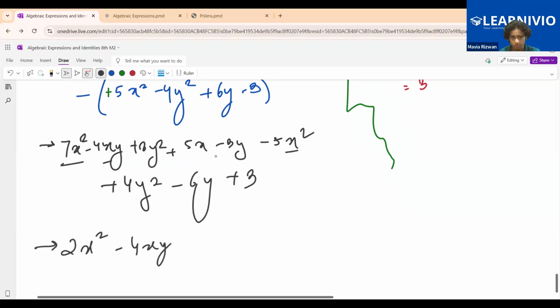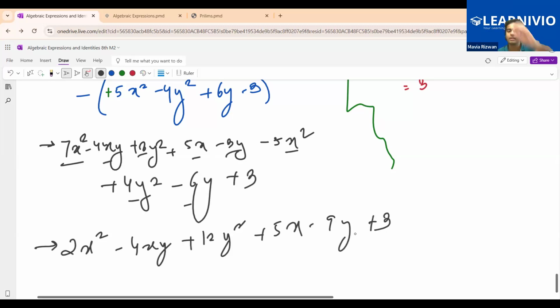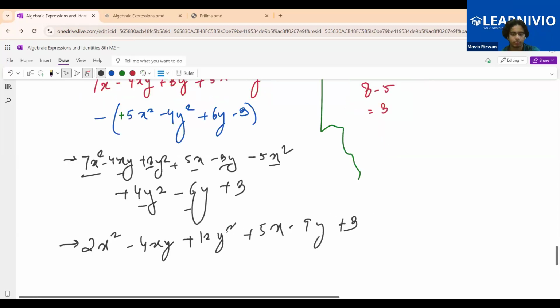8y square plus 4y square. So this is plus 12y square. These terms also cancelled. 5x. No other term I can see. So plus 5x as it is. Cancelled. Minus 3y minus 6y. So that is minus 9y. And at last plus 3. This is how we do it by the first method. Is this clear, guys? Yes, sir.